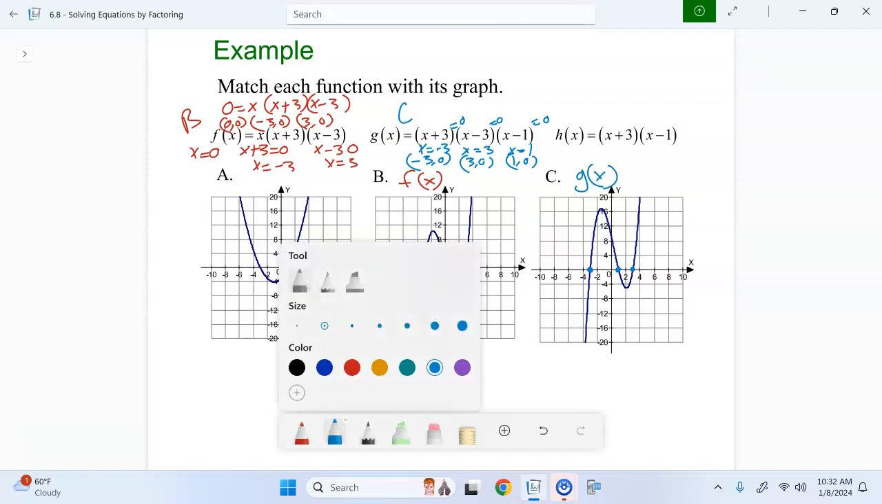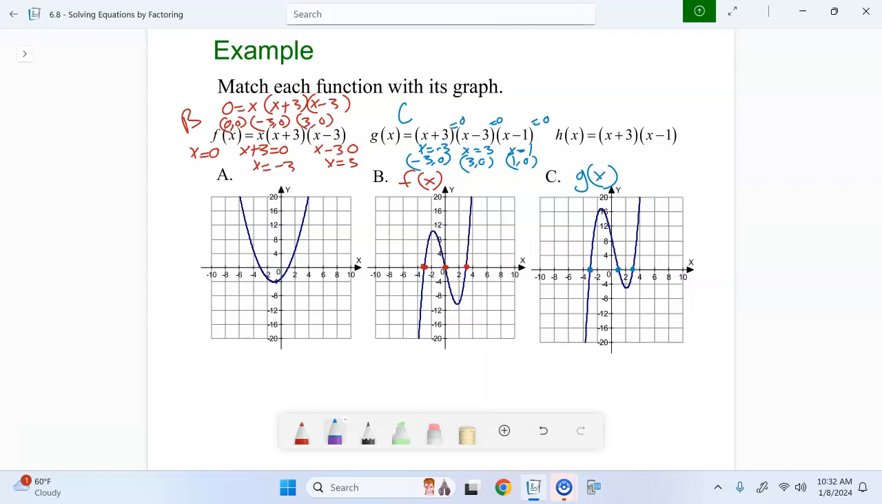And then lastly, again, process of elimination, we're left with h of x. 2 factors means 2 intercepts. We have an intercept where x equals -3 and x equals 1: (-3, 0) and (1, 0). We can see that here on the graph, we only have 2 intercepts. And so those are listed. h of x is A.